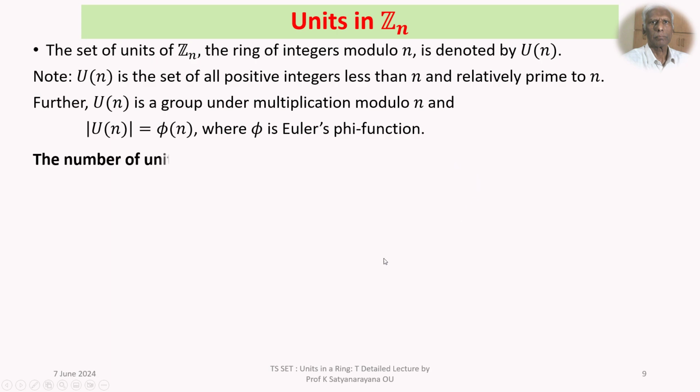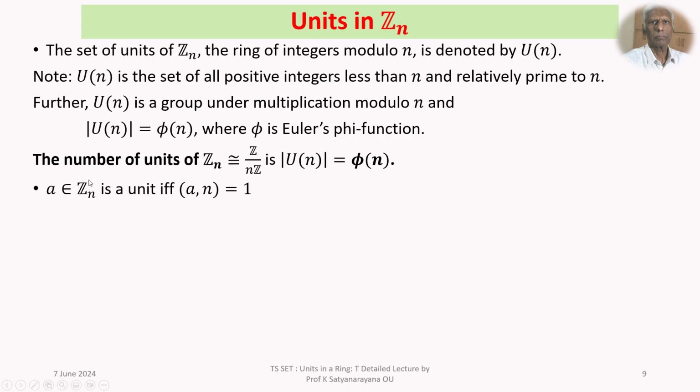Agreed. So the number of units of Zn, what is Zn? It's isomorphic to Z by nZ. It's a quotient ring. The order of U(n) is phi of n, where phi is the Euler's phi function. You know how to compute Euler's phi function. An element a belonging to Zn will be a unit if and only if the GCD of a and n is 1. It is not a unit if and only if the GCD of a and n is not 1.